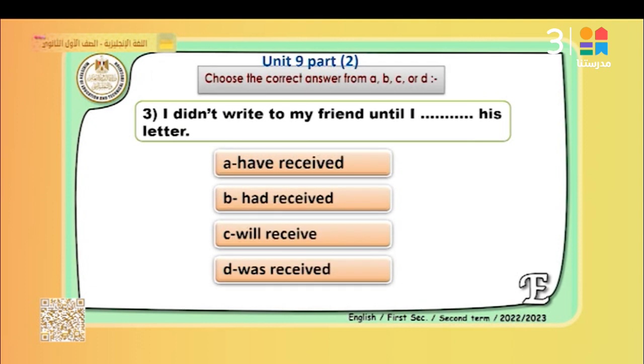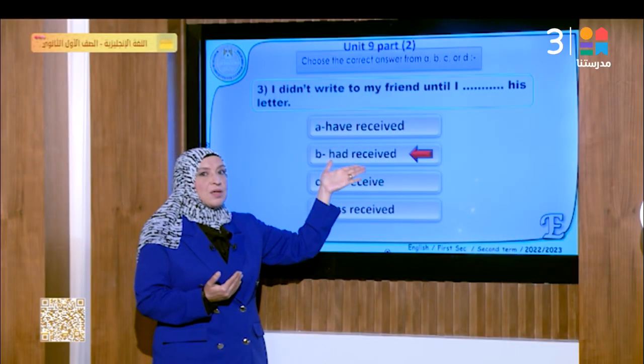Question number 3, I didn't write to my friend until blank his letter. Do you remember the word until? We said that before until we use the past simple negative, and after until we use the past perfect. So I didn't write to my friend until I had received his letter. What does it mean? It means that I had received the letter first, then I wrote to my friend. I received the letter, then I replied to this letter. So the first action is used in the past perfect tense.